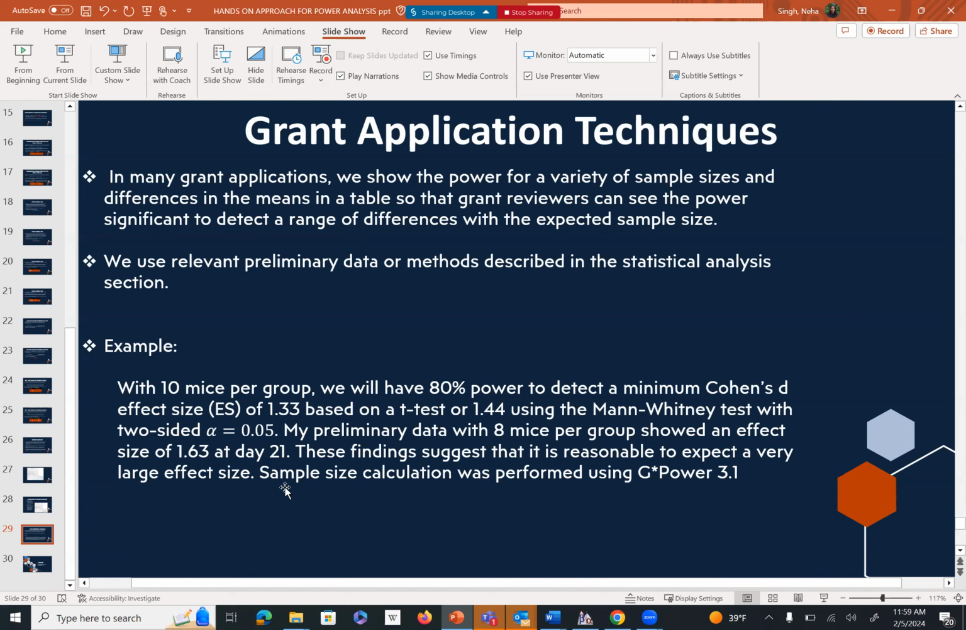And then you also adjust for dropout rates. So let's say you have 20% dropout rates. Then you increase your sample size by like 10 or 20%.